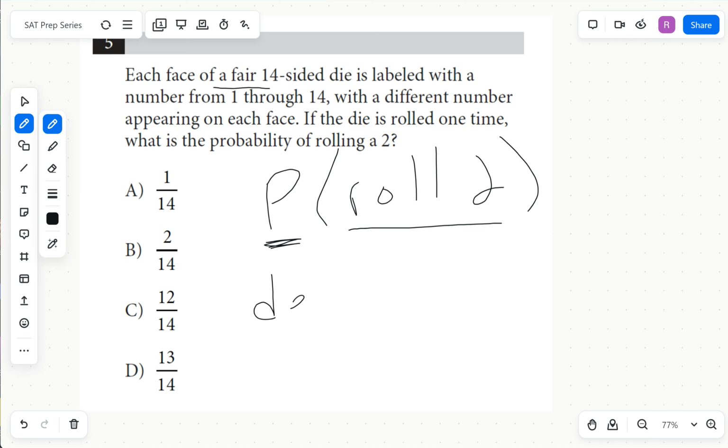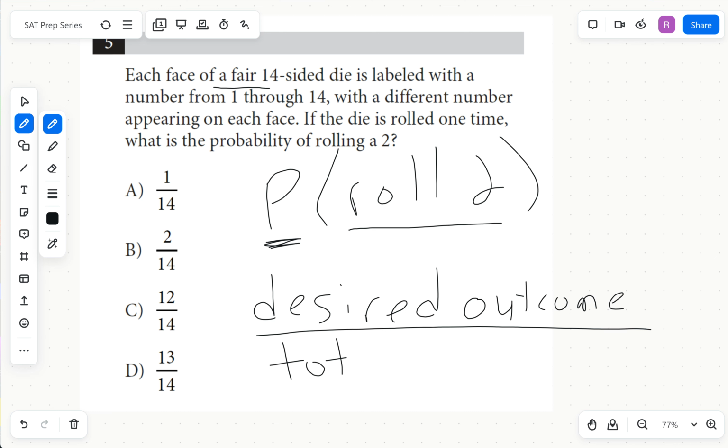Whenever we're working in a sample space with equally likely outcomes, we can think about the probability as the desired outcome divided by the total number of outcomes. So in this situation, how many faces on that die match the desired one, which is rolling a 2? Well, if I have 14 sides, each with a different number, labeled 1 through 14, only one of them is going to have a 2.